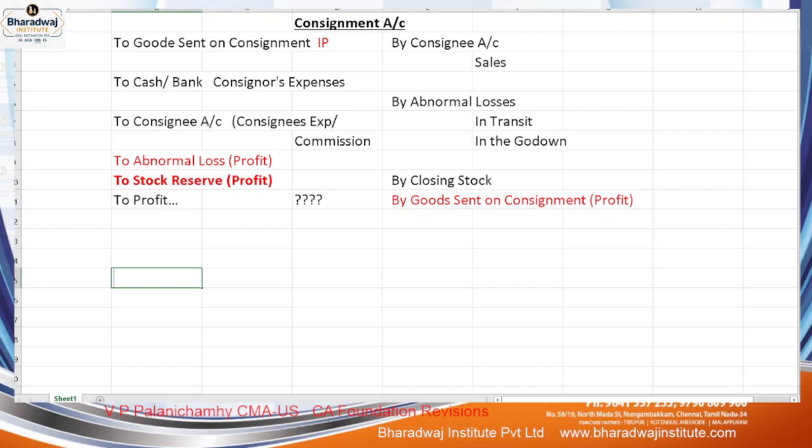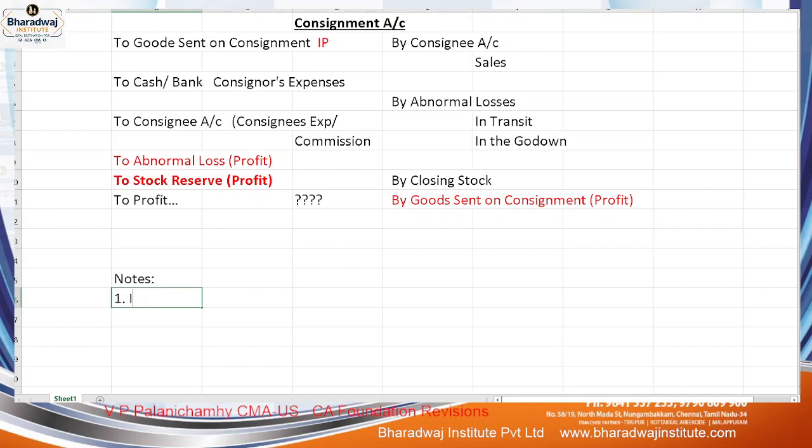Have additional notes. Suppose the goods are lost in transit, that is, before reaching the godown, the goods are lost. What will you do? For example, I send the goods from Chennai to Mumbai. You are in Mumbai. While in transit itself, the goods are lost. Now, how to value it? You will take the value of goods plus whose expenses? Consignors expenses.